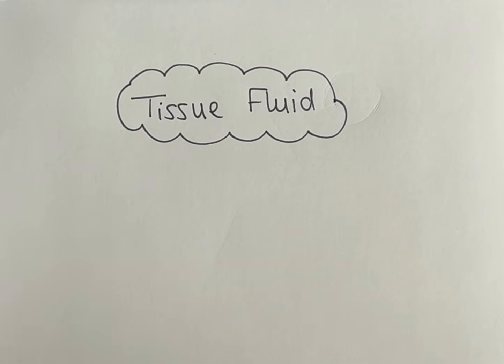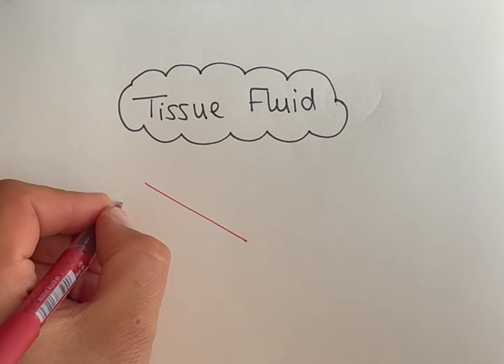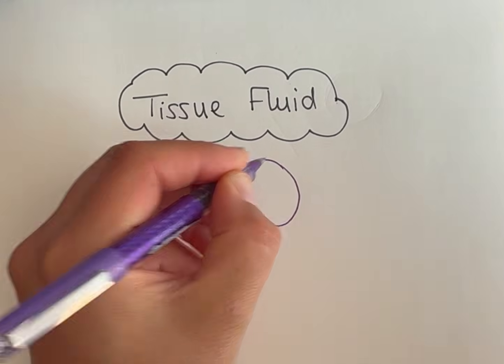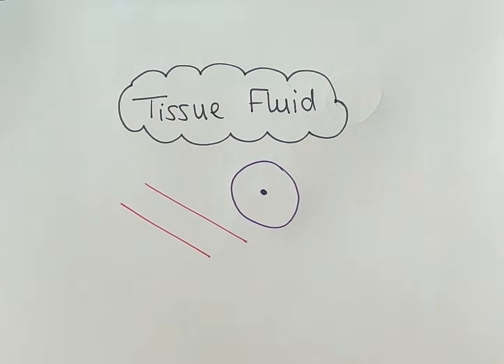Hello again. So today I thought we would take a look at something called tissue fluid. Now, from GCSE and before, we know that substances move from blood vessels, the capillaries, into body cells. So that could be anything: glucose, oxygen, water, mineral ions, amino acids, fatty acids, any of those things.